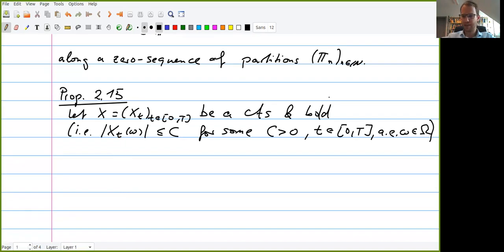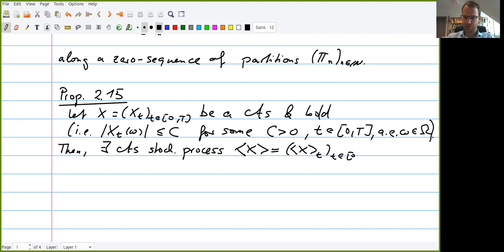The boundedness assumption I'm just making to make my life easier, and later in the course we will drop it. So we will see that it's not necessary, probably in the next video. So what's the statement now? Then there exists a continuous stochastic process, which I denote here by this bracket process <X>. It's a stochastic process as usual, indexed with our time interval 0 to T, such that it has the following properties.